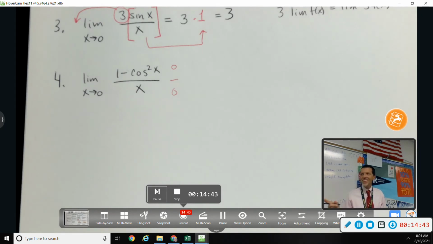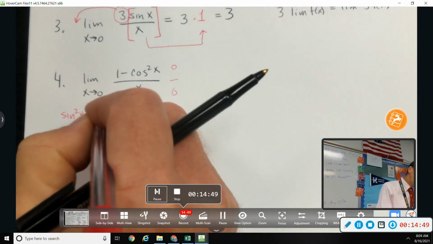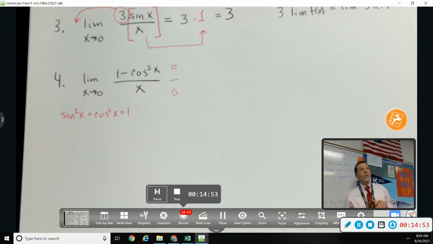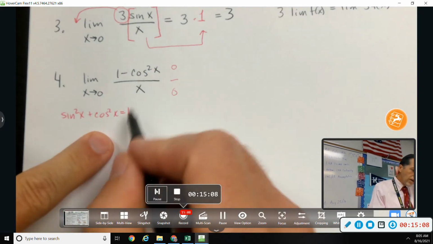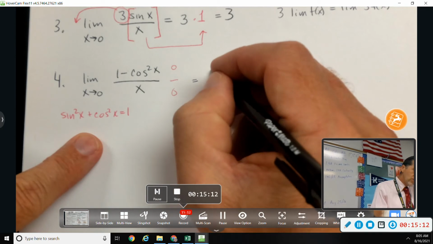Isn't it like sine squared plus cosine squared equals 1? It is. Sine squared plus cosine squared equals 1. There's a ton of those type properties in pre-cal, if you remember that from last year. Double angle formulas, addition formulas. You don't need most of those for calculus. You do need this one. This one shows up once in a while. So 1 minus cosine squared, if I move things around, would equal sine squared.